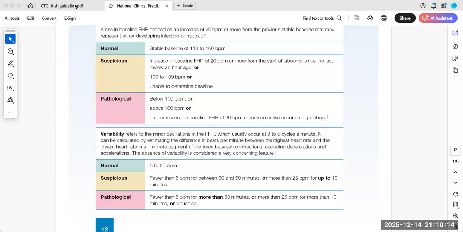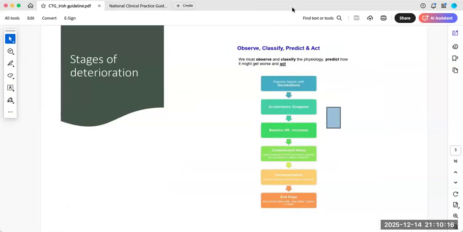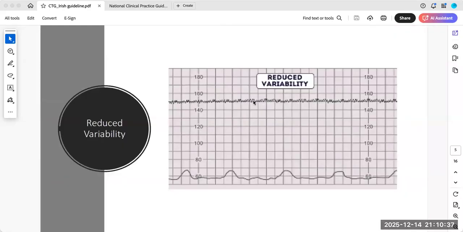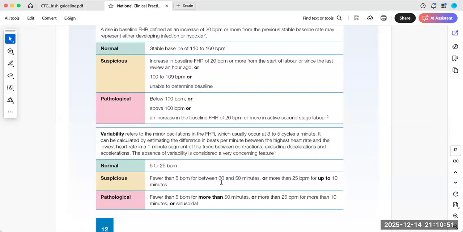Now let's have a look at the variability. Allow me to use my presentation. In the variability, my friends, this is an example of a normal variability, and this is the change in the beat to beat variability during the trace. If the variability is between 5 to 10, I'm happy. When there is a reduced variability, as you can see in this graph, I would be worried if this reduced variability reaches 30 minutes. Between 30 minutes to 50 minutes, I'm still worried.